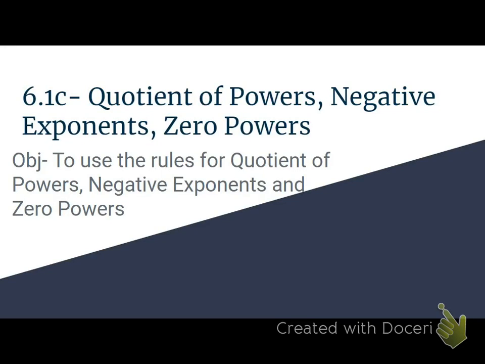All right, we are still technically in section 6.1. This is 6.1c. We are going to talk about quotient of powers, negative exponents, and zero powers. So we've got 3 more rules to talk about today.